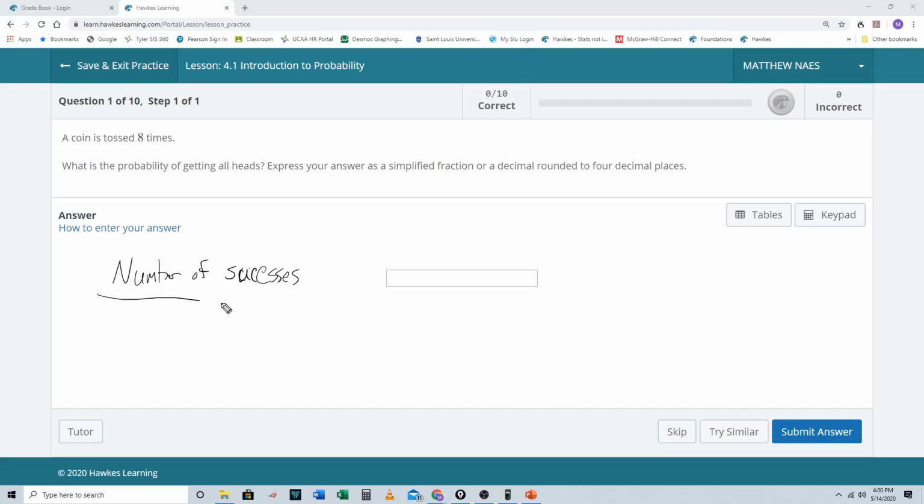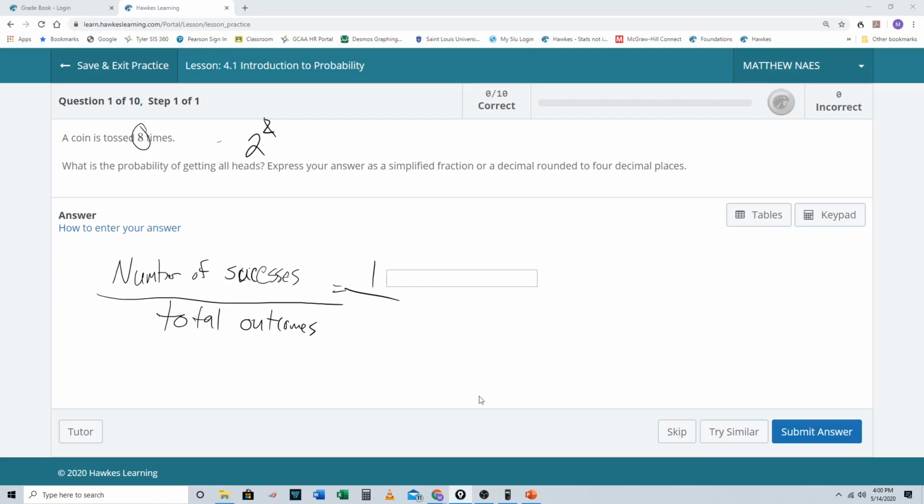I think that's better. Over total outcomes. Spell that backwards. Right. So, again, there's only one way to get all heads. Now, we mentioned before how to find the total number of outcomes, how to find your denominator. There's 2 outcomes on flipping a coin, and I'm flipping it 8 times, so 2 to the power of 8.